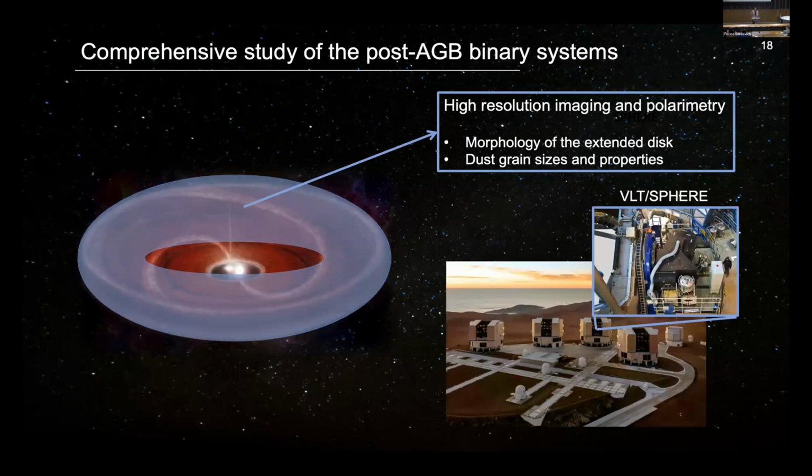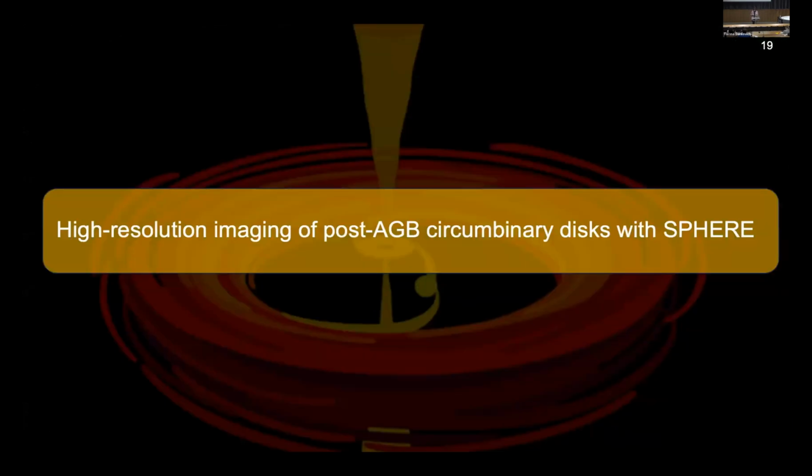So this is what my research is mostly focusing on. I use observations of the SPHERE instrument mounted on one of the ESO-built telescopes. This instrument has two cameras, which allow us to perform high-resolution imaging and polarimetric observation in both optical and near-infrared wavelengths. So now, coming to high-resolution imaging of post-AGB circumbinary disks with SPHERE.